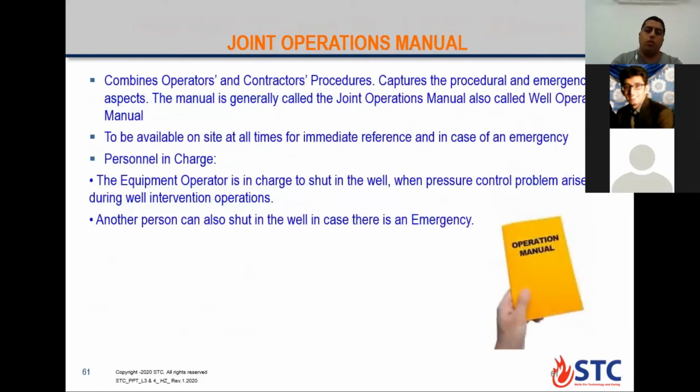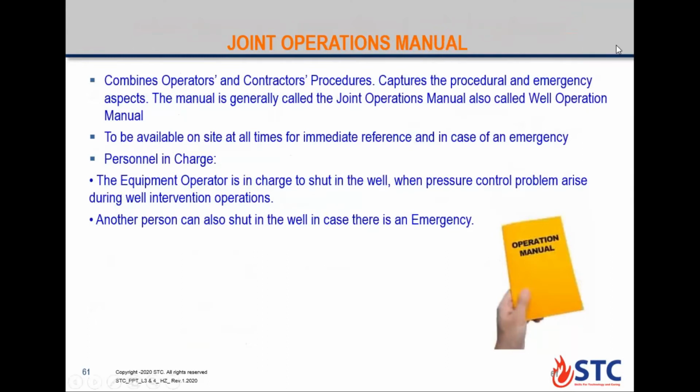Joint operational manual. What is the joint operational manual? This is something related to the operation, and some exam questions are related to this one. This is a manual agreement or contract agreement between the client and the third party. So we have a manual or program signed by both parties. It combines the operator and contractor procedures, and this is the manual you can go through during the operation. If you have any change from that, we need to get a new agreement. It must be available on site all the time for immediate reference.